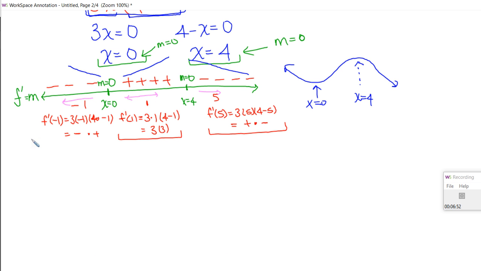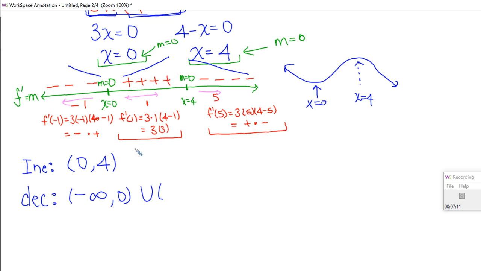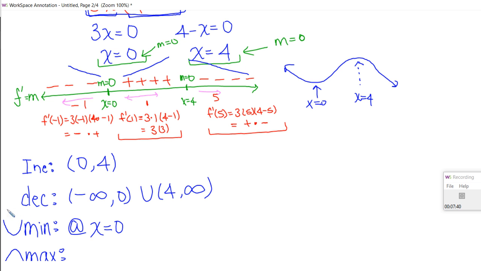So let's write down what we found out. We know that the function is increasing when it has positive slopes. You see how that's increasing right there? From 0 to 4. We know the function is decreasing from negative infinity to 0 and 4 to infinity. Now as we look, you see how it went from decreasing to increasing? That's when the minimum is there, and that's at x equals 0. And my maximum goes from positive to negative, or increasing to decreasing, and that is at x equals 4.